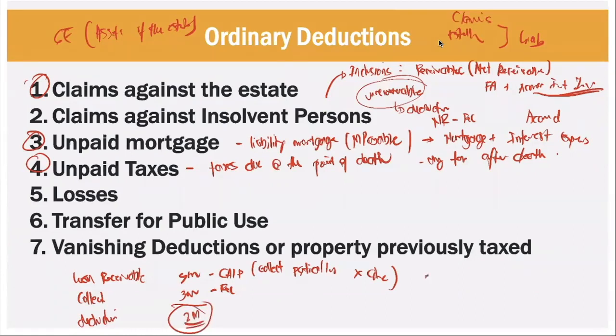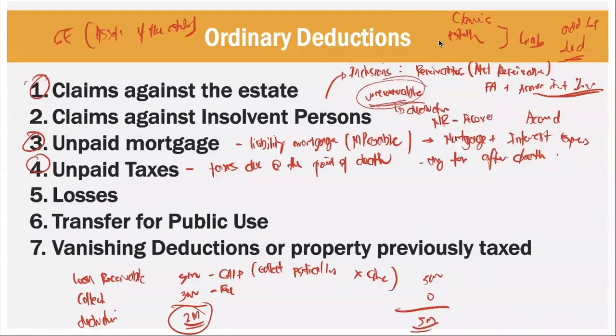Sir, how about if my loan receivable is 5 million and I cannot collect anything? Then your deduction is 5 million. But the rule here, in your claims against insolvent persons, add it first to your gross estate and make a deduction out of the unrecoverable amount. The unrecoverable amount is equal to your receivable or your net receivable less the amount recoverable. Claims against insolvent persons.